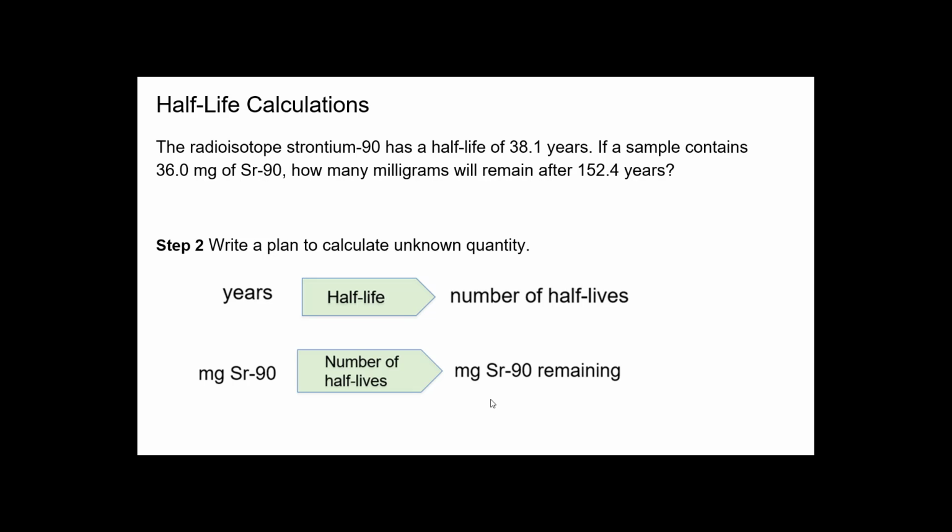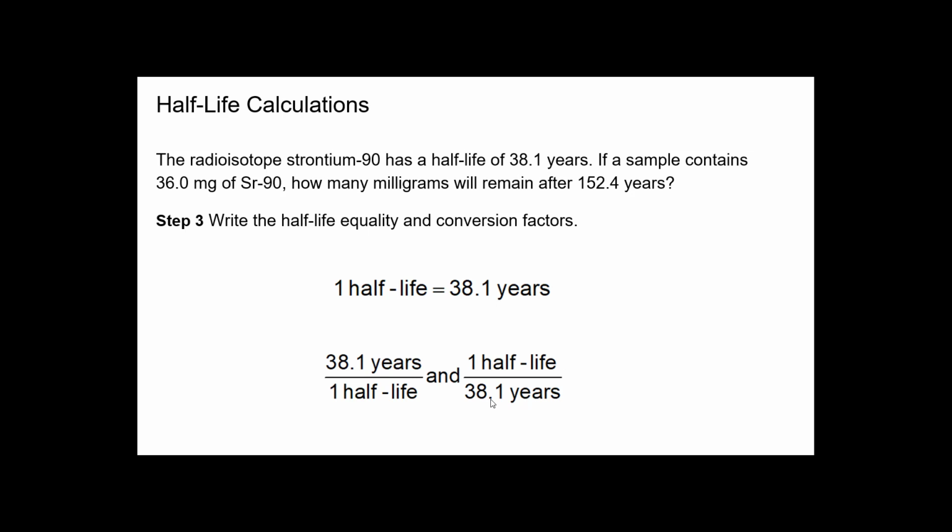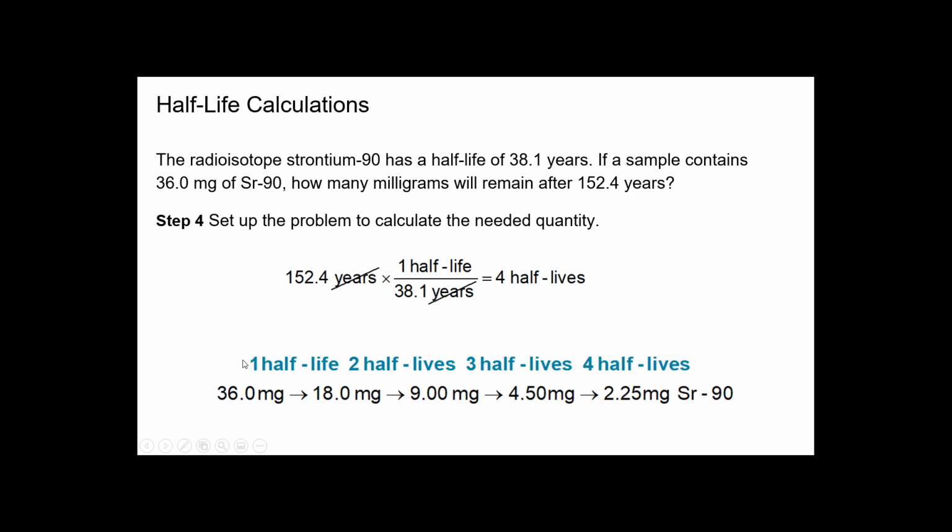So basically there's kind of two calculations that are going to take place. We need to figure out how many half-lives, and then from there we will plug in those half-lives to figure out what the remaining amount is. So here's the conversion: one half-life equals 38.1 years. And remember, we can put it in either form depending on how we need it.